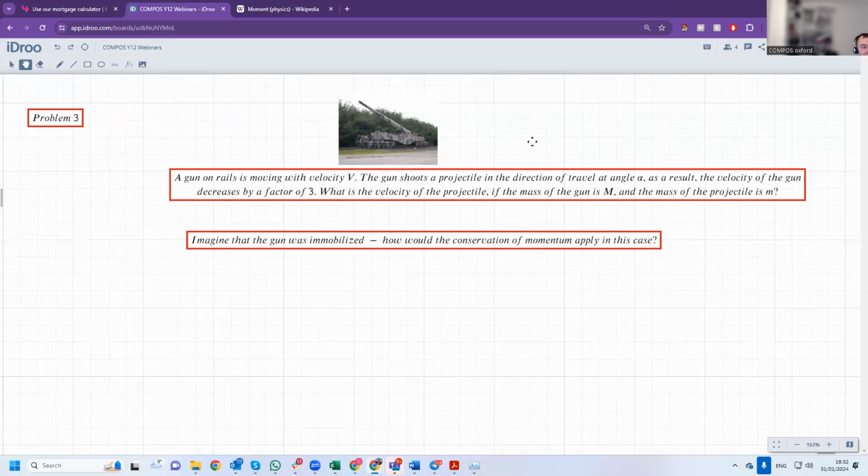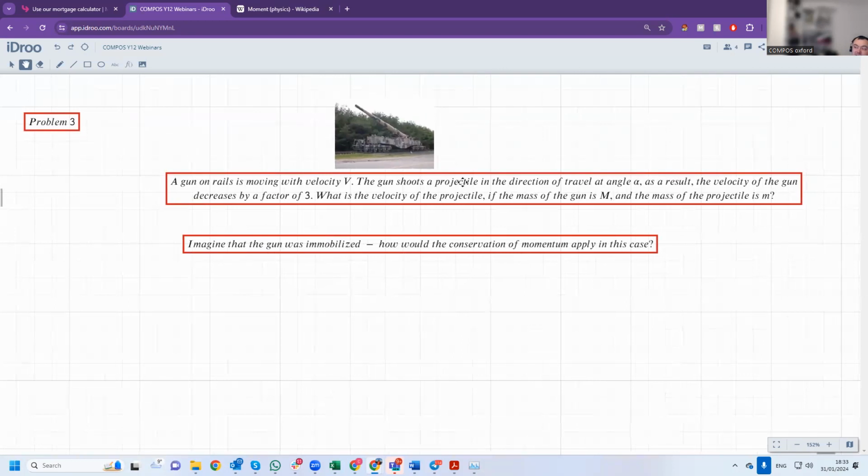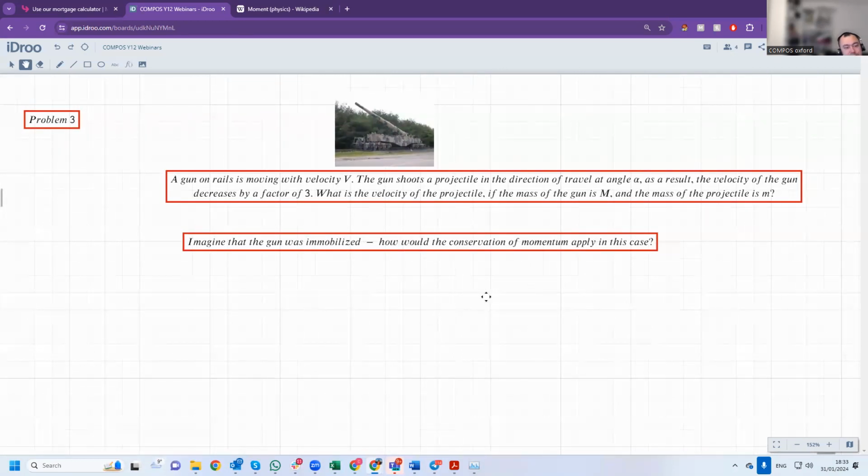A gun on rails is moving with a velocity v. The gun shoots a projectile in the direction of travel at angle alpha. As a result, the velocity of the gun decreases by a factor of 3. What is the velocity of the projectile? Mass of the gun is m, mass of the projectile is m small. Now you would think that this is different from the previous question. It actually isn't. Let's see.